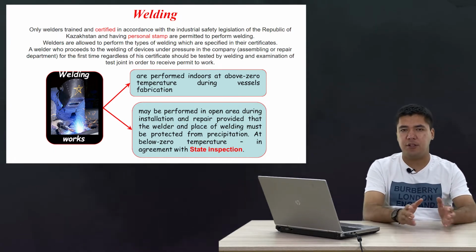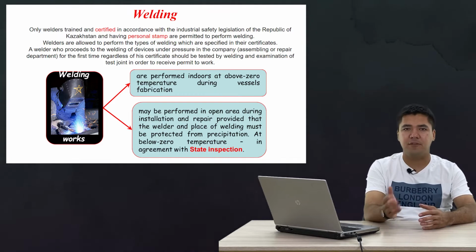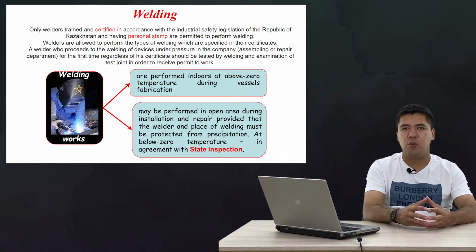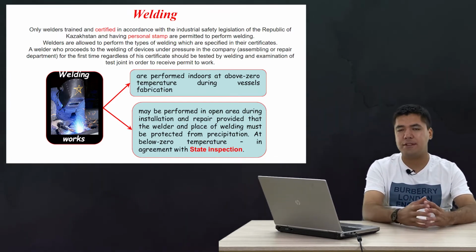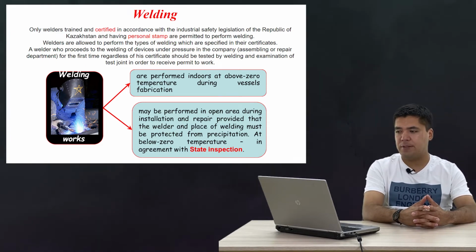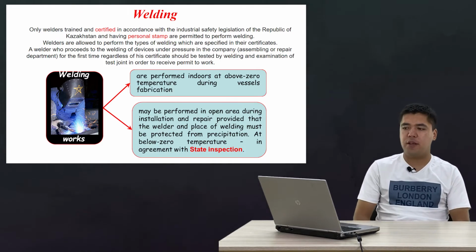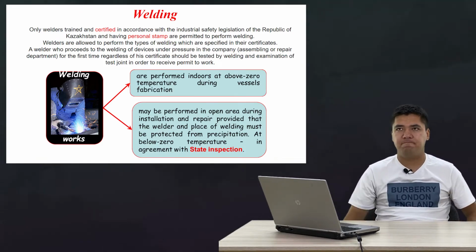So that stamp shall be put on any vessel or metal parts that the welder has welded. And what else? What other requirements?